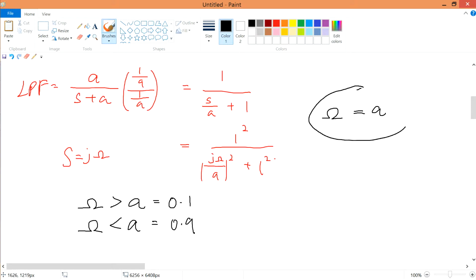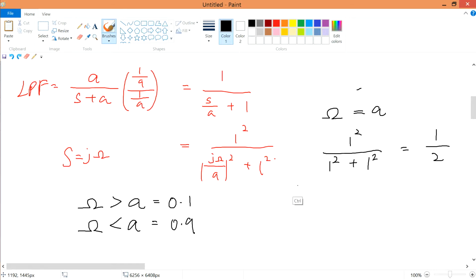Let's say if omega is equal to A. Just now it was either smaller or bigger, but now it's equal. Then I have 1 squared. If omega is equal to A, this is 1 and this is 1, so I have 1 over 1 plus 1. One divided by 1 plus 1 is equal to half.